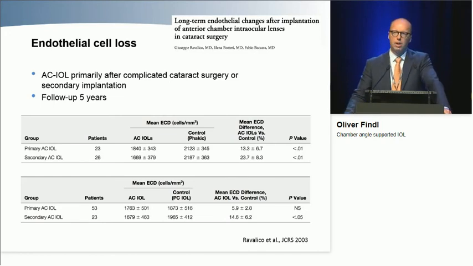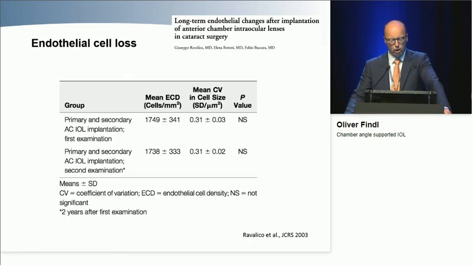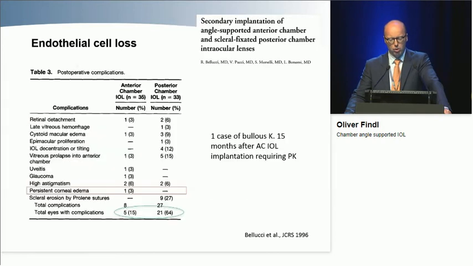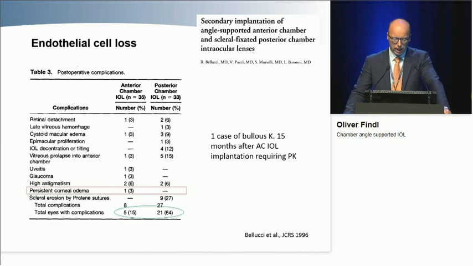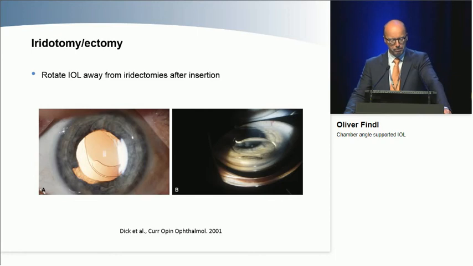So actually here with modern ACIOLs, the endothelial cell loss, at least at 5 years, seems to be relatively low. And here also looking at 2 years from the first exam to the second exam, also essentially no difference in endothelial cell loss. There are, of course, always some persistent corneal edema cases, but again, here you can also see that for the anterior chamber lens in general, looking at all complications, actually fewer complications than for posterior chamber lenses, in this case, sclerofixated sutured lenses.